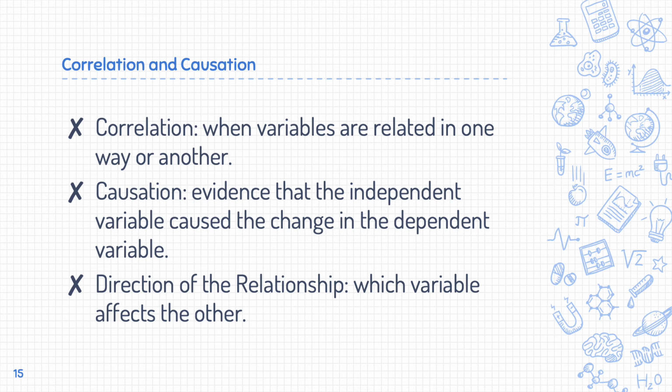And so, think of causation. We talked about the length of the thumb and income as an example of a research question. Could you find that the length of your thumb has any cause on income? No. So there is no causation there. The direction of the relationship is simply which variable affects the other. Does the independent variable affect the dependent, or does the dependent somehow affect the independent variable?